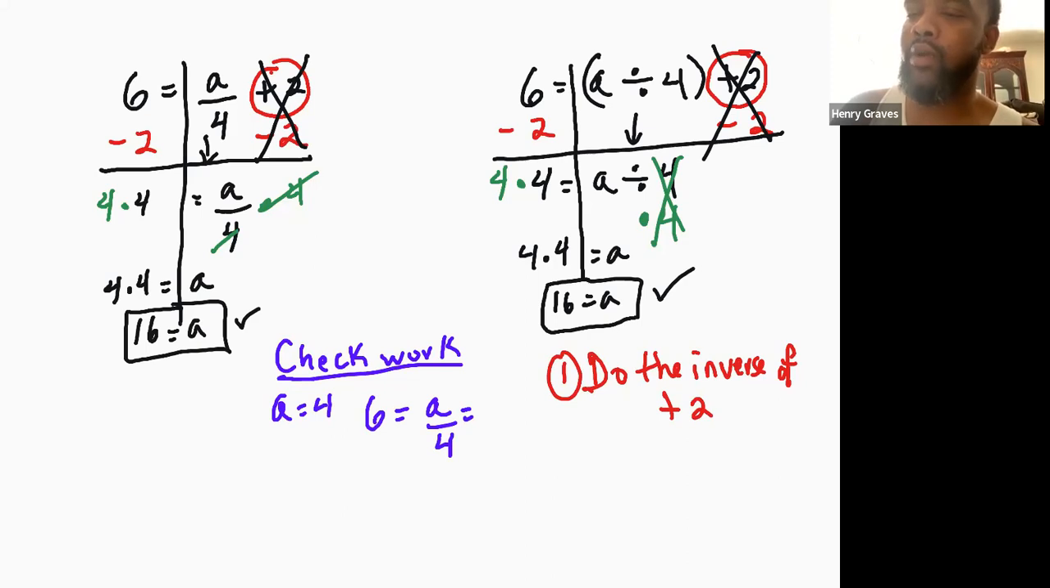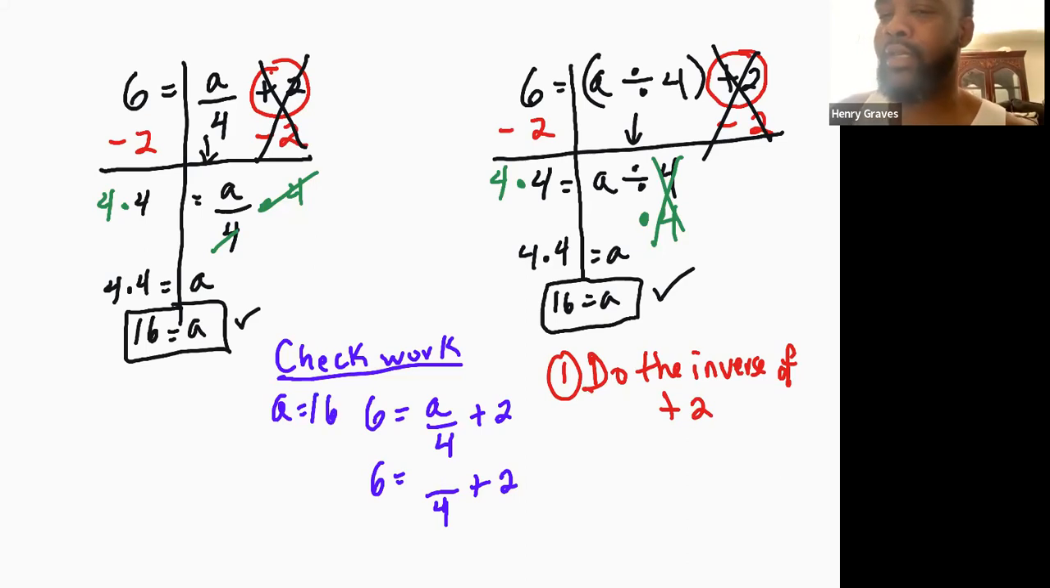So 6 is going to equal 4 divided by 4 plus 2. Oh, no, sorry, it's not 4. It is not 4. I'm sorry. What's wrong with me today? It's 16. There you go, 16. So I do my math. 6 is going to equal 16 divided by 4, which is 4. And 4 plus 2 is indeed equal to 6. So our work checks out perfectly fine.